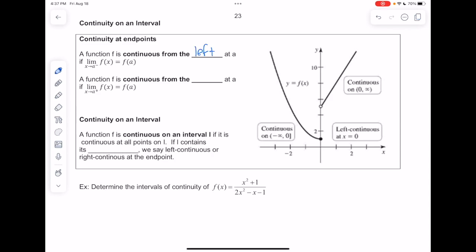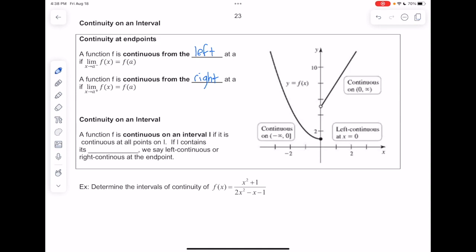If the limit as x approaches a from the left of f of x equals f of a. So notice that looks just like the definition of continuity, except we just have it from the left. And then the same thing from the right. So the function is going to be continuous at a from the right if the limit as x approaches a from the right of f of x is equal to f of a.